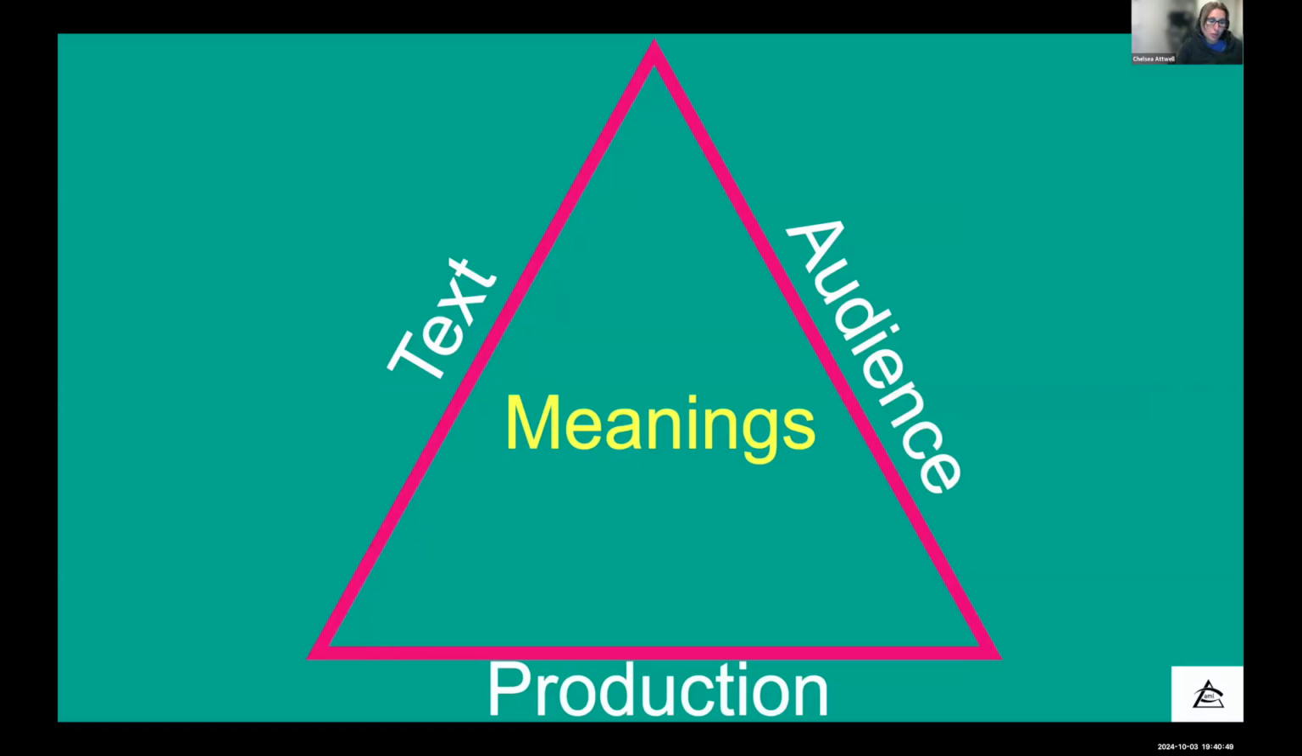The triangle has three sides. They're labeled text, audience, and production. The meanings of the media experience result from the combination of these three points of view. This multiple perspectives approach is one of the greatest strengths of media studies. When using the media triangle, a reader imagines a media text or a media experience in the middle of the triangle. Micheline's going to talk to us a little bit more about what each side means.